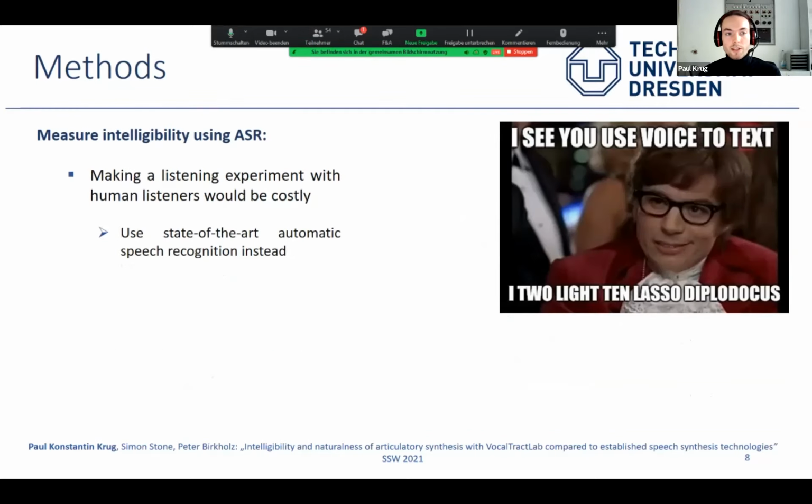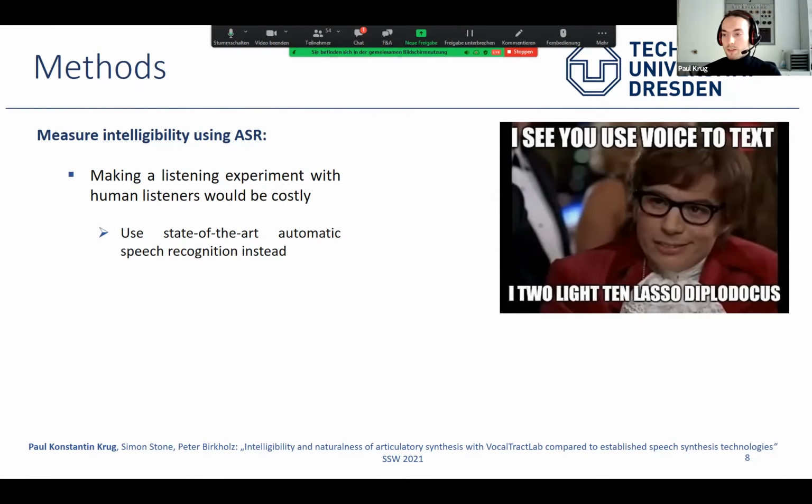So how do we measure the intelligibility? We use ASR to do this because if we presented the samples to human listeners, they would have to hear only a single technology, otherwise the better sounding samples would bias the results. If you can understand the better sounding samples, then you would probably also understand the worse sounding samples. So you would need a lot of listeners.